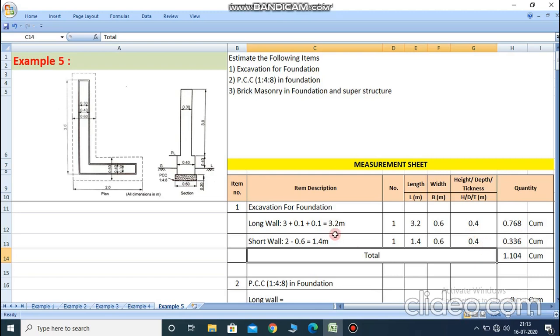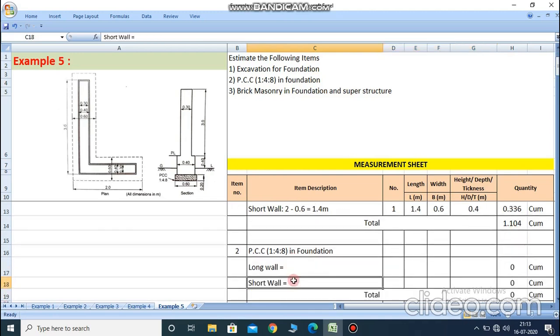Now the total quantity for the excavation for the long wall is 0.768 and for the short wall 0.336 cubic meter. Now the summation of the long wall and short wall, 0.768 plus 0.336, both are in meter cube. Now the summation of both values is 1.104 meter cube, which is the total quantity of the excavation.